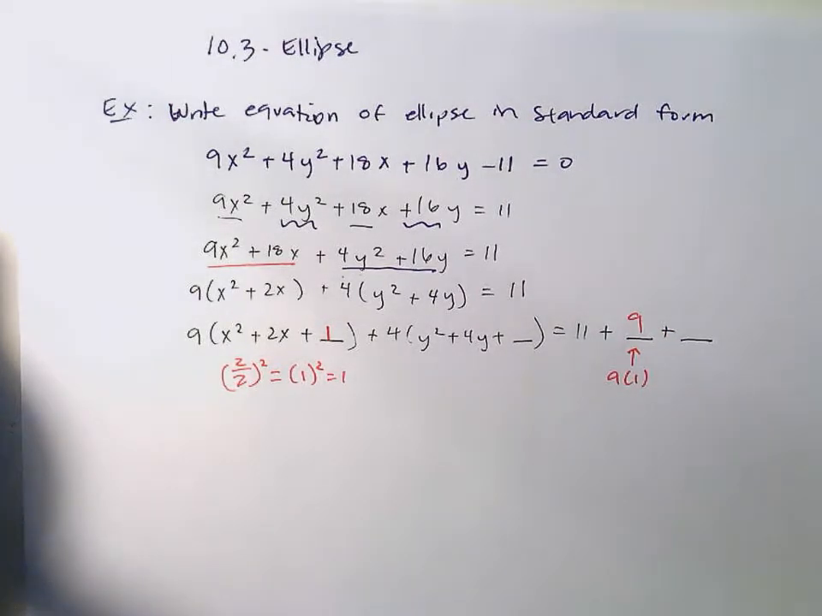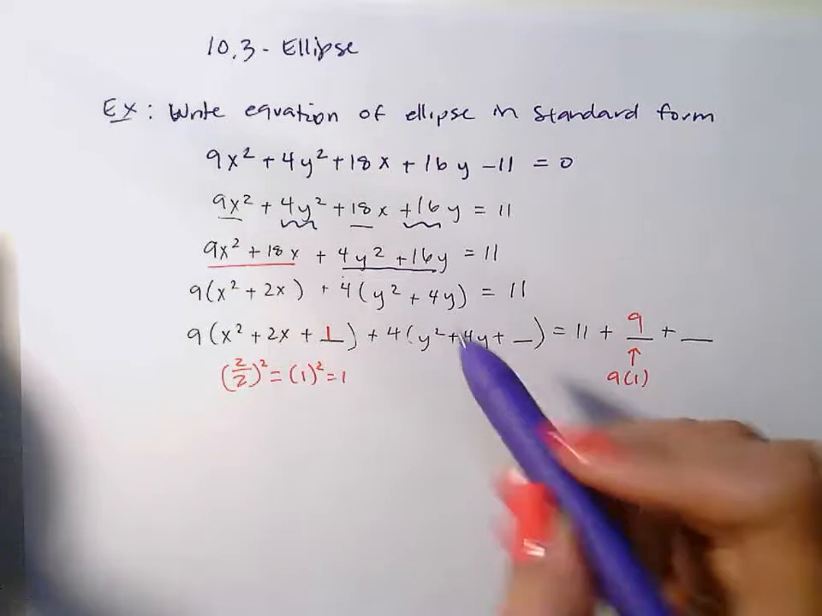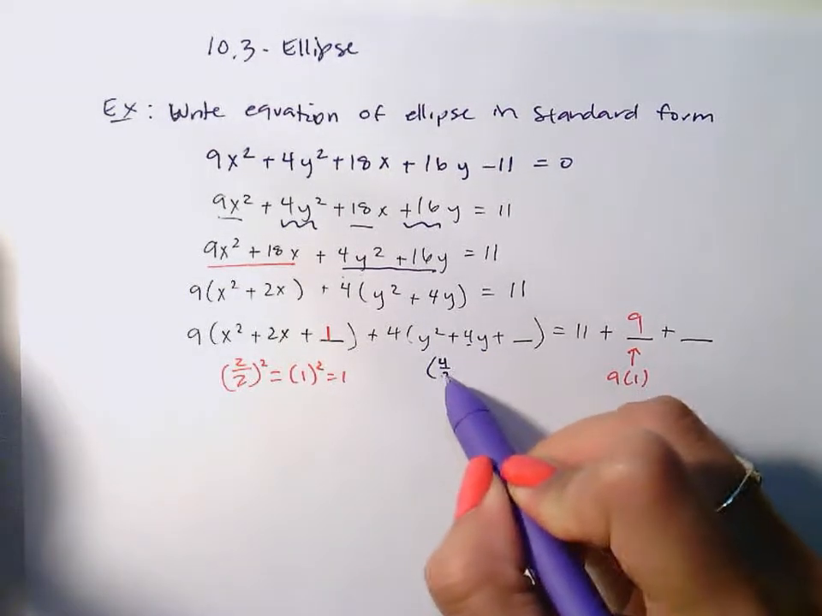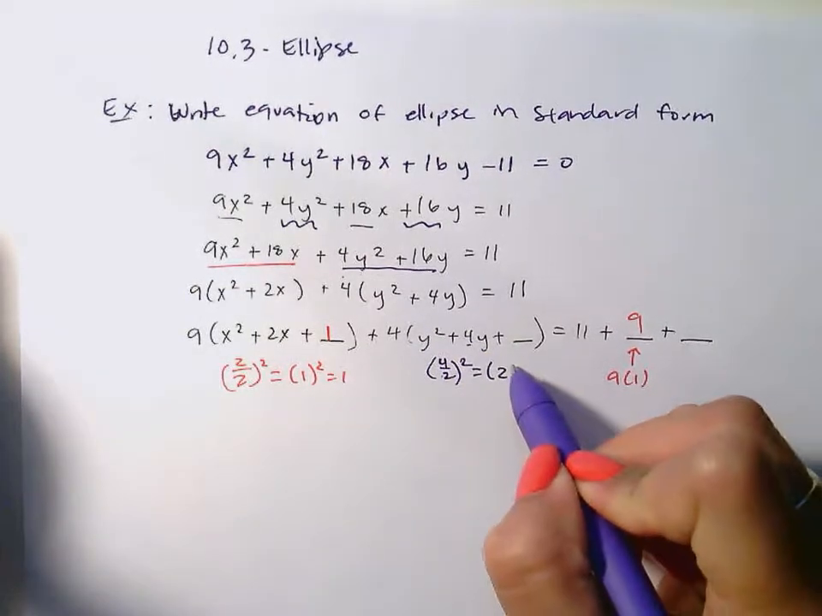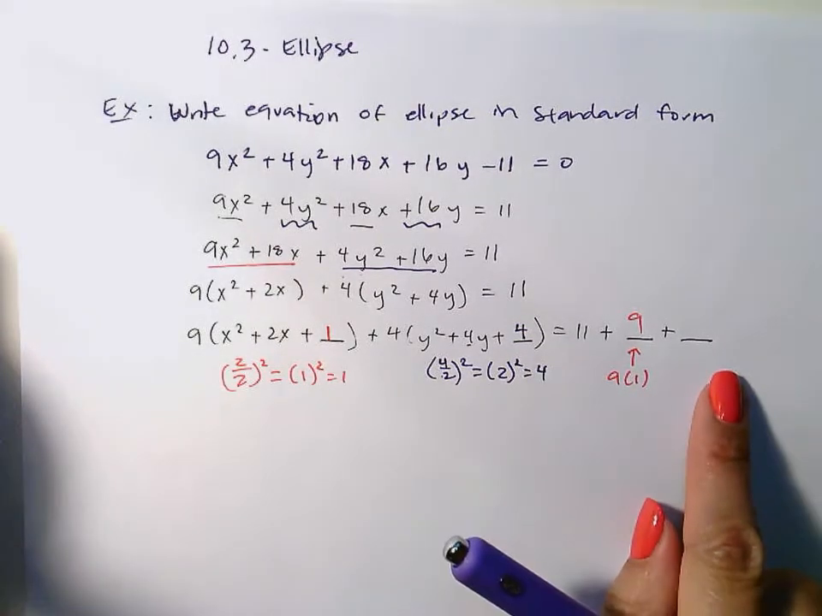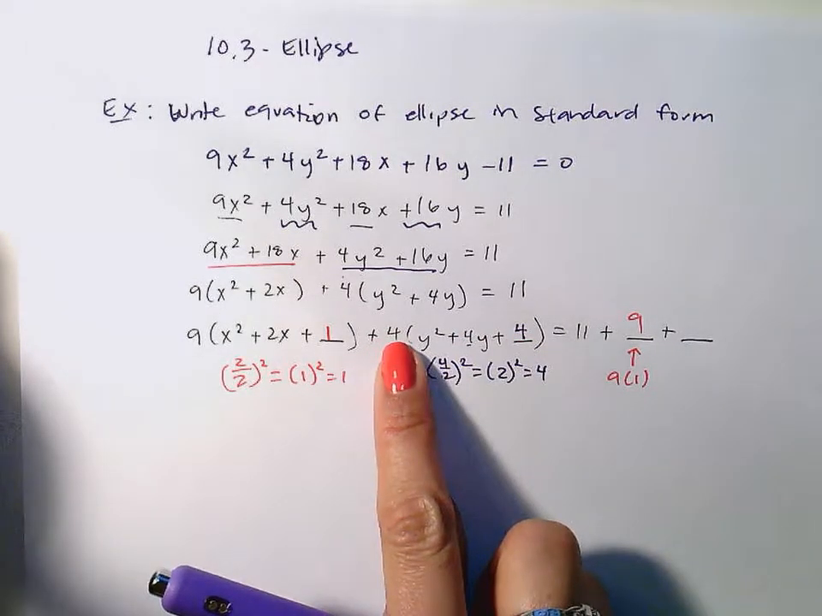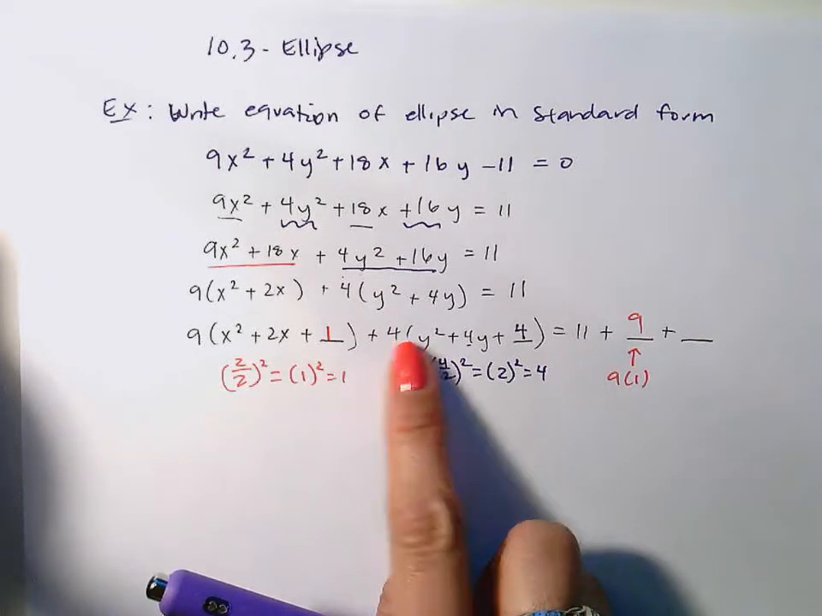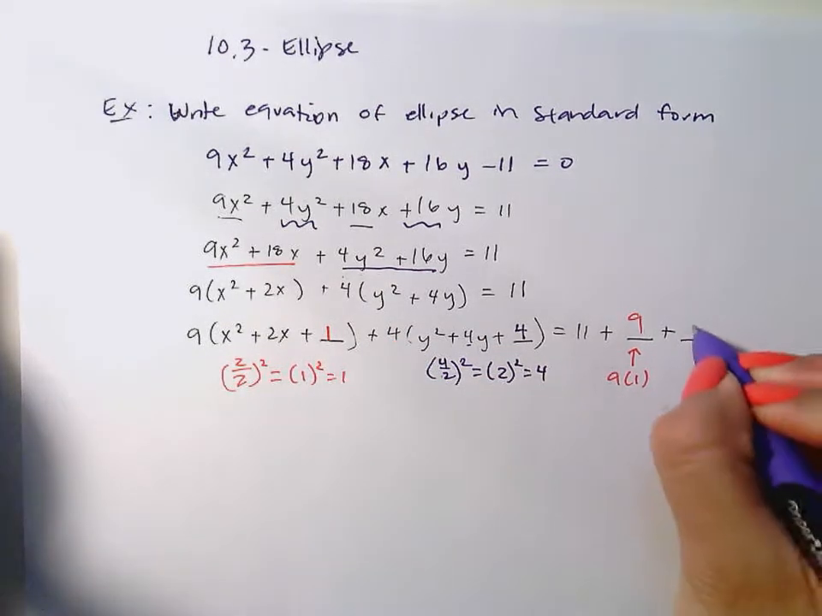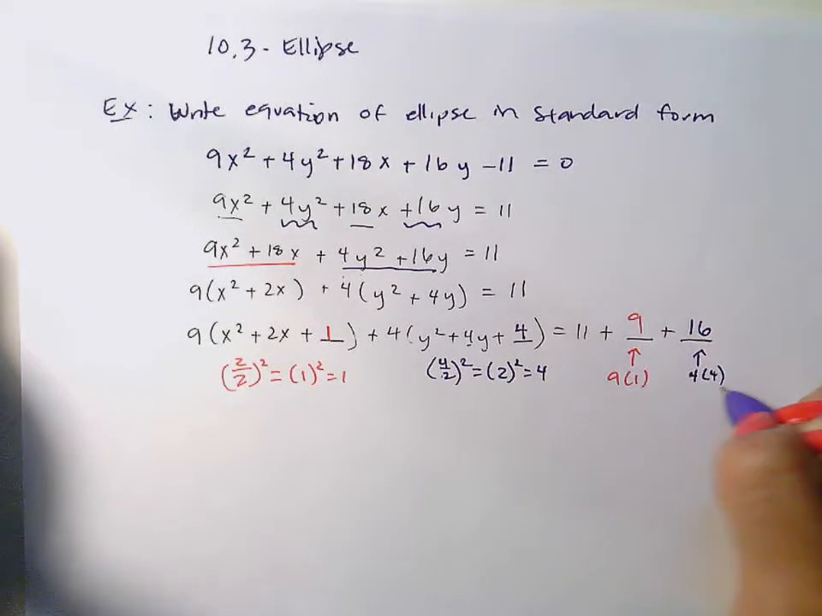And you do the same thing for the y's. So on the y's, we're going to take the b for the y's, which is 4, and divide that by 2. So 4 divided by 2, squared, gives me back 2 squared, and 2 squared is equal to 4. So we put a 4 on the left side, but on the right side we need to balance, which means I need to take that 4 and multiply it by whatever I took out, which in this case was a 4. So 4 times 4 gives me back a 16. So on the right side, we put a 16. Again, this one was 4 times the 4.